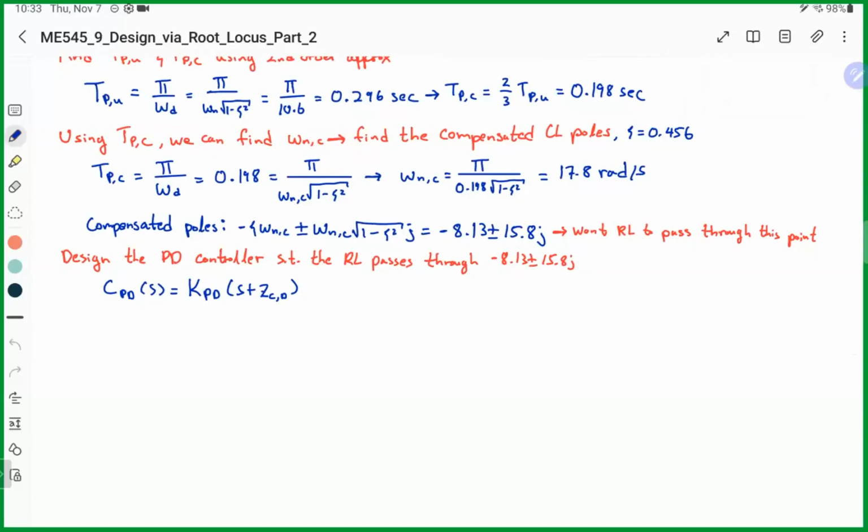And then I'm just looking at my notes. Okay, so we now have our desired closed loop pole location.